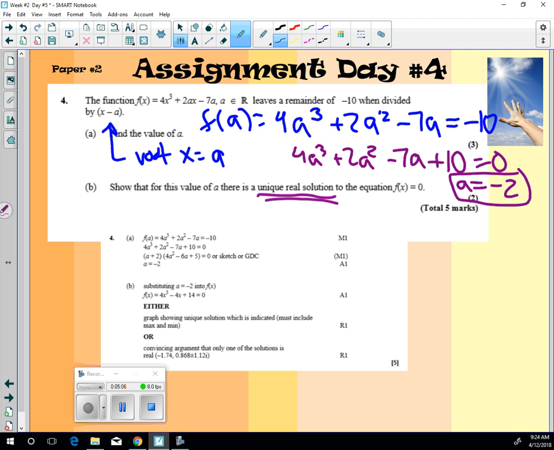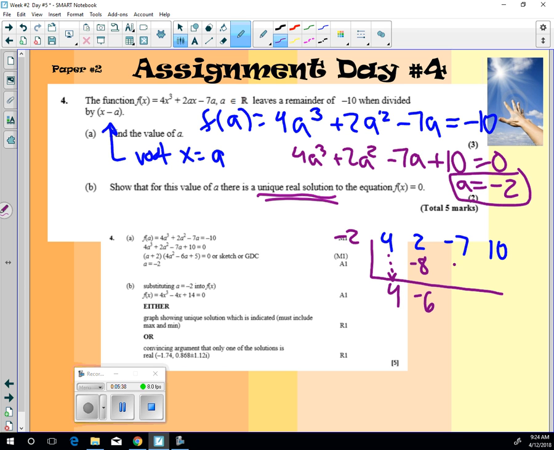So maybe what we want to do is maybe we do want to do the synthetic division for 4a cubed, 2a squared, negative 7, and the last one is 10, because I put it all in a row. And then I'm going to take out this negative 2. In other words, I'm going to drop the 4, multiply by negative 2, get negative 8. Add these up, I get negative 6.